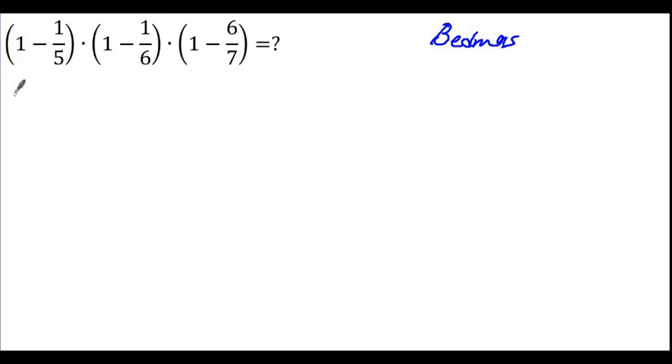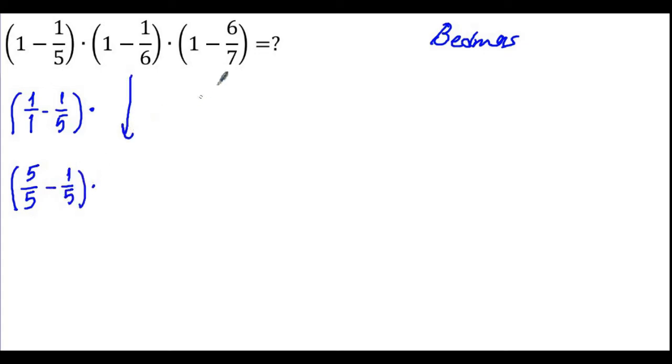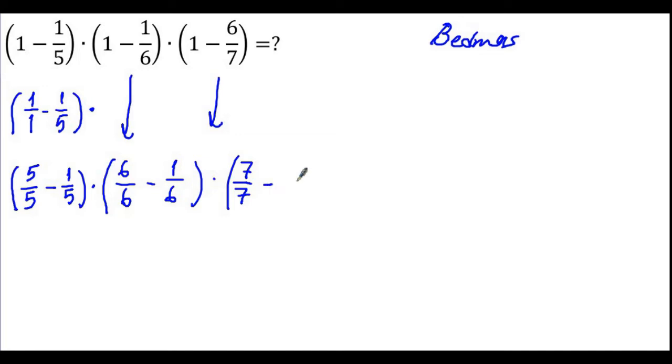So instead of 1, we can write 1 over 1. And to make the denominator equal, let me write 1 over 1 minus 1 over 5. So I have to make this denominator 5. So how can I make it 5? I can write actually 5 over 5 instead of 1, minus 1 over 5. So I'll do the same thing for the other 2 expressions. So I'm going to write 6 over 6 minus 1 over 6 times 7 over 7 minus 6 over 7.